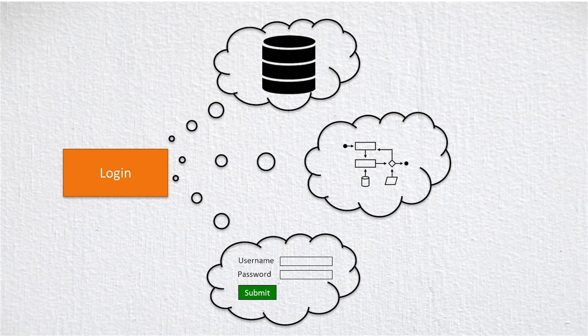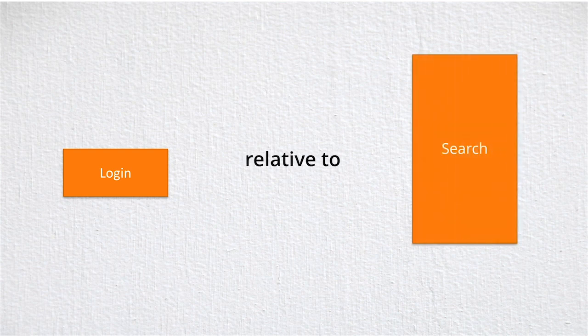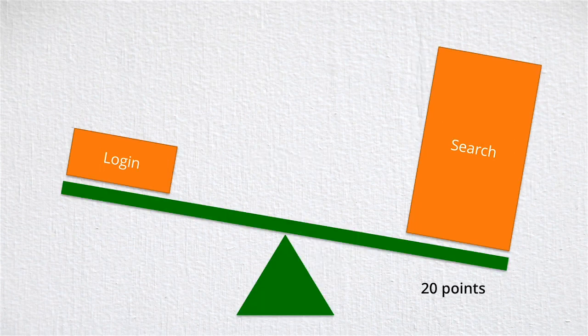All we need to know at this early stage is roughly how much effort the login function is going to require relative to, let's say, a search requirement that we had already estimated. We could say that if the search function was allocated 20 points, then the login function should be allocated 5 points if there is the feeling that it will require approximately a quarter the effort.